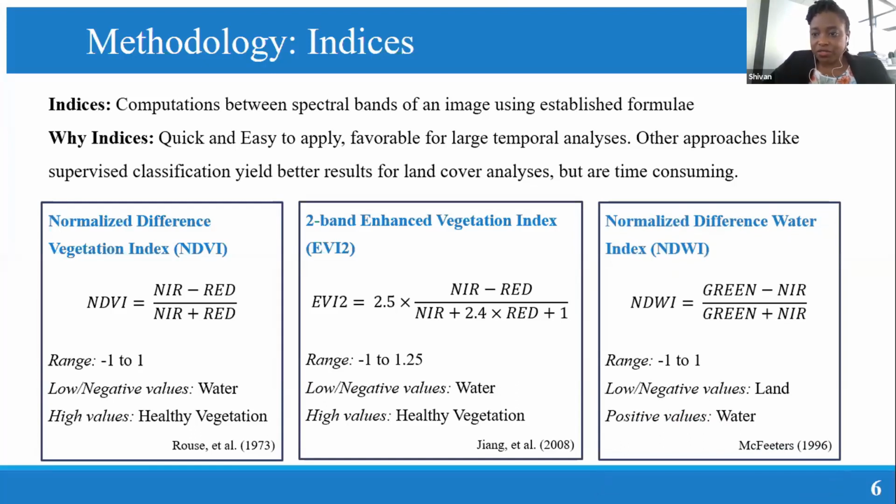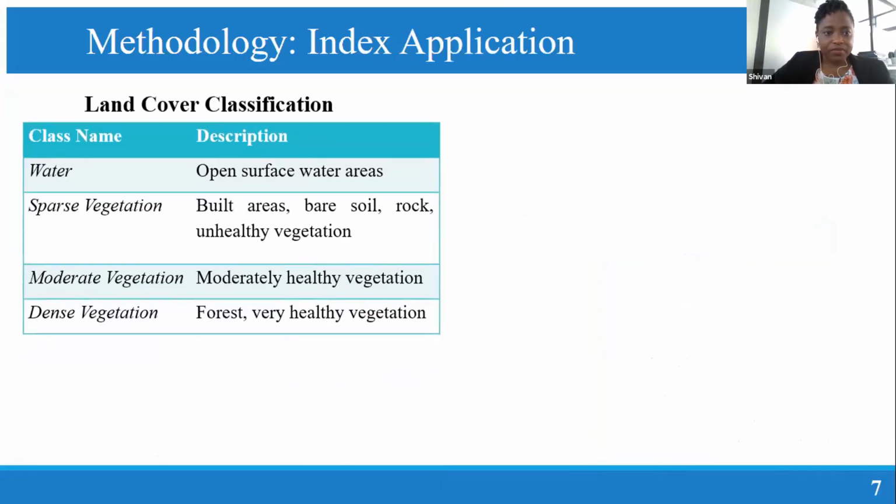The Normalized Difference Water Index, or the NDWI, utilizes the green and the near infrared band. And this was specifically used to study the surface water resources. And it ranges from -1 to 1, with low values representing land and positive values representing water.